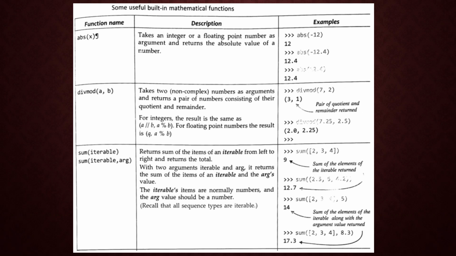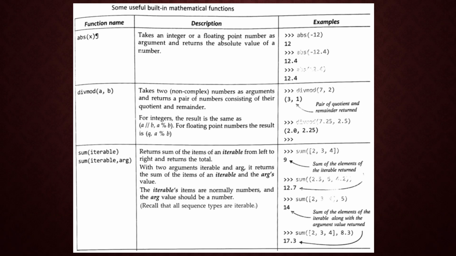Next function is divmod(a, b). Divmod(a, b) takes two non-complex numbers as arguments and returns a pair of numbers consisting of their quotient and remainder. So it will display two things, quotient and remainder.